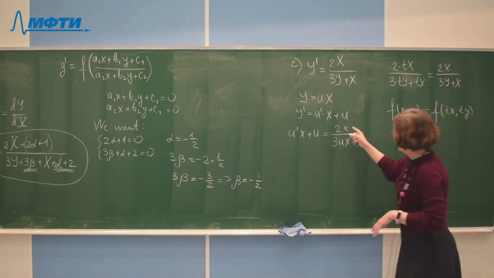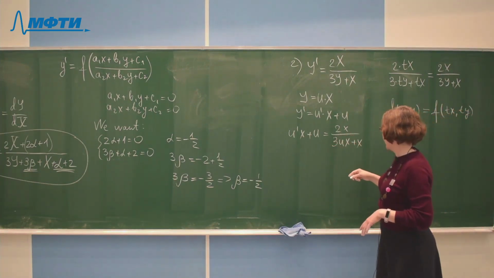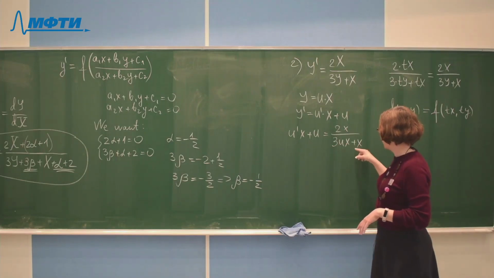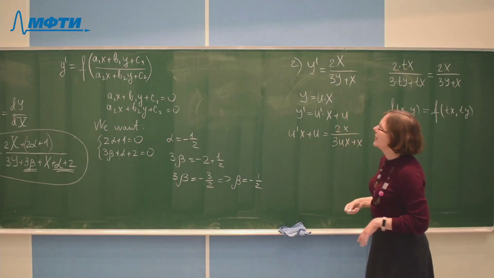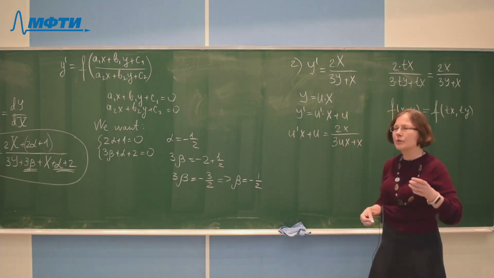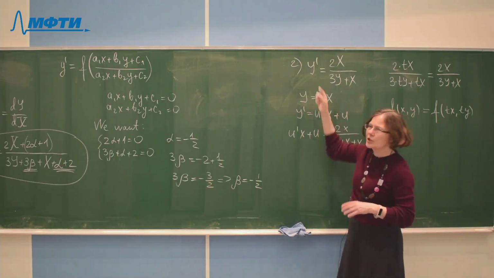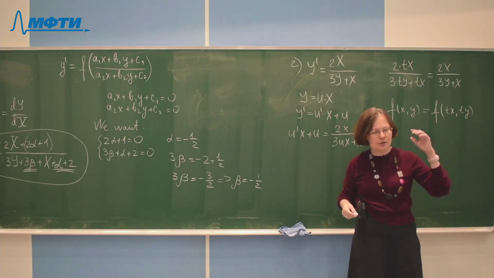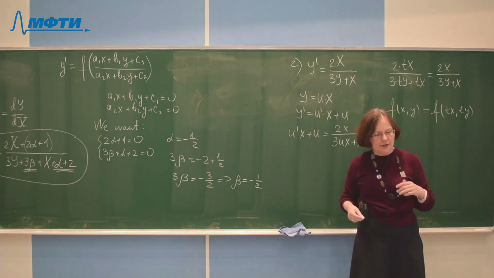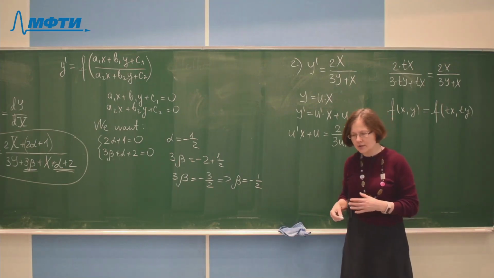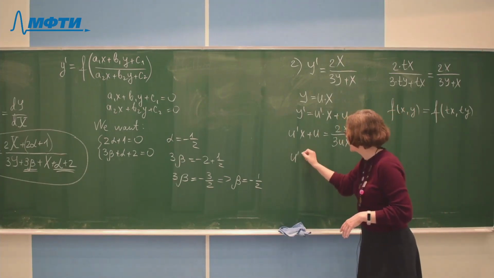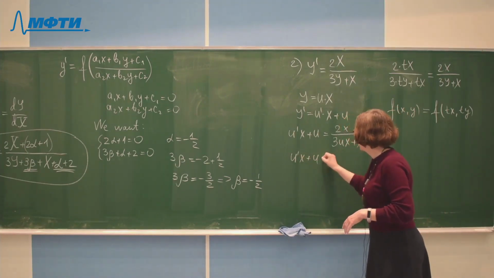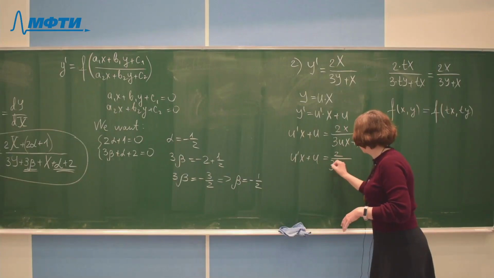Okay, then let's multiply by, so we may divide by x, of course. Let's do it. x can't be equal to 0 because we have the differential equation dy divided by dx, so the derivative of y with respect to x can't be identically 0, right? So let's divide by x. We will get u prime x plus u equals 2 over 3u plus 1.